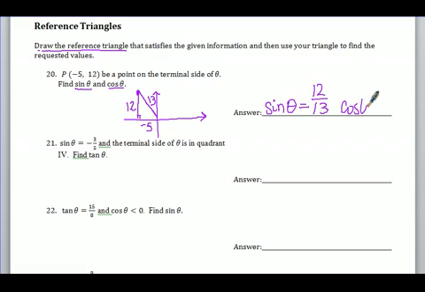Cosine is equal to x over r. And in this case, our x is -5 because we're in quadrant 2. And the r, again, is 13.